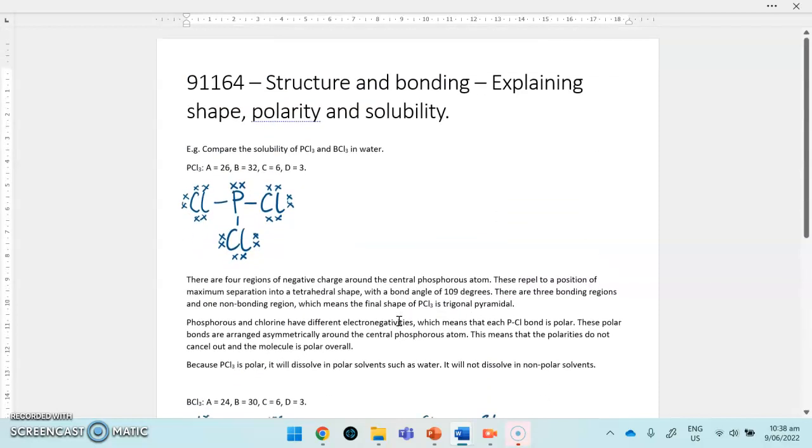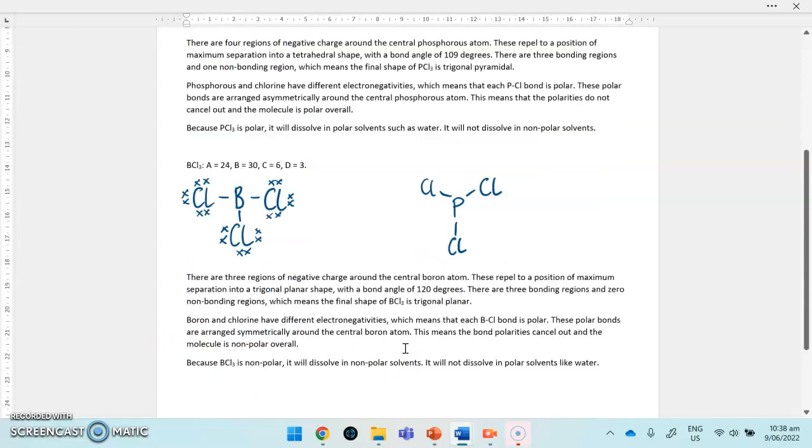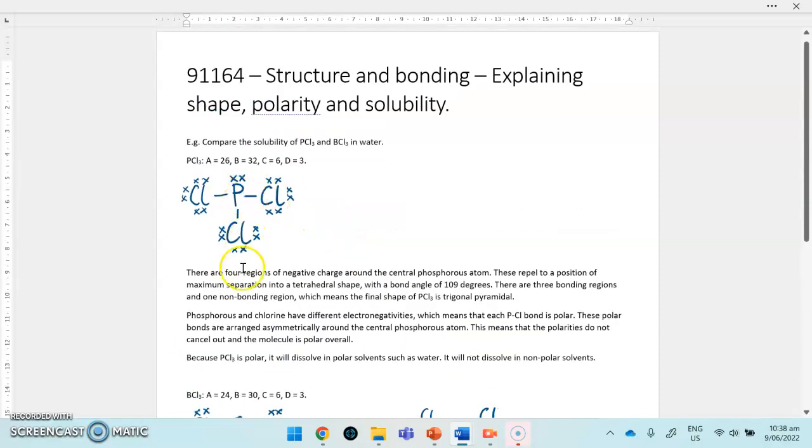And just to recap, we've looked at explaining shape, polarity, and solubility. Now we could have a question that just asked us to explain shape, to explain polarity. So if the question was compare the polarity of PCl3 and BCl3, we'd do exactly the same thing. We just wouldn't give our final statements about solubility. We'd still have to draw the Lewis diagram, we'd still have to explain the shape, and then from the shape we get the polarity.